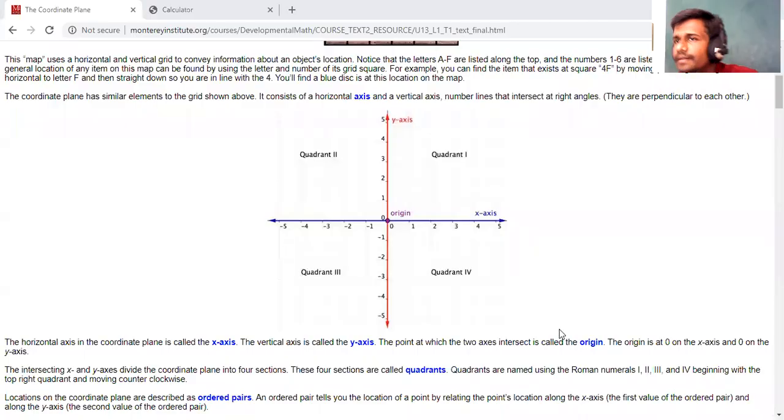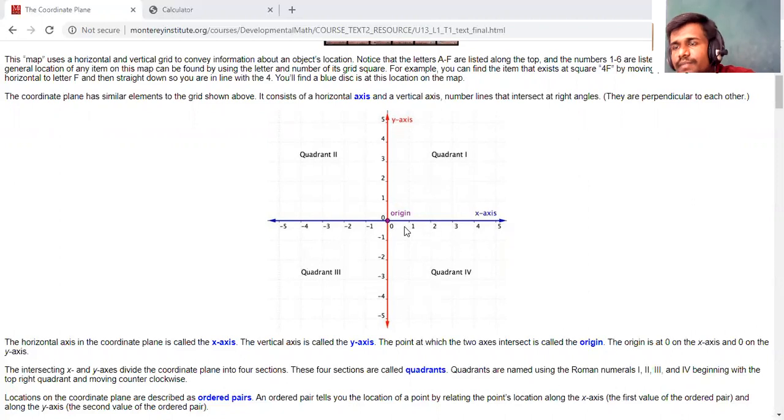Now we have to take one plane. The plane is divided into four equal parts. Let us consider two lines: one is a vertical line and the other is a horizontal line. The horizontal line we call the x-axis, and the vertical line we call the y-axis. We use these two lines to divide the plane into four equal parts. Each part is called a quadrant: the first quadrant, second quadrant, third quadrant and fourth quadrant.